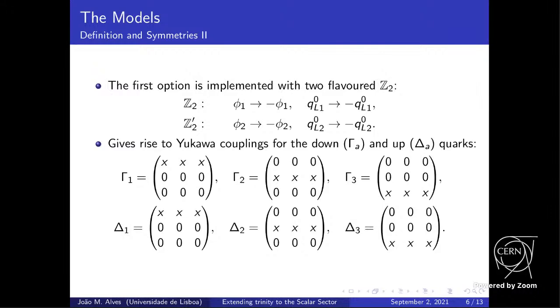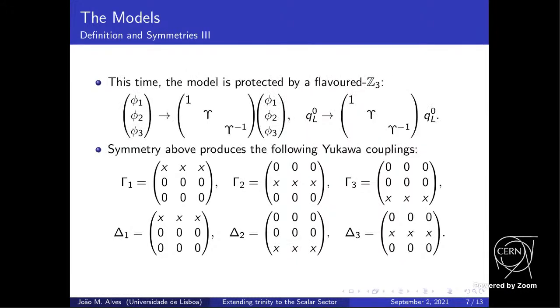So this is what I meant by natural flavor conservation. You can see only one row per mass matrix per scalar, and it is obtained with two Z2s. The other one is with a Z3. Here, the cube of this is 1, and you can see that gamma 2 and delta 3 are flipped.